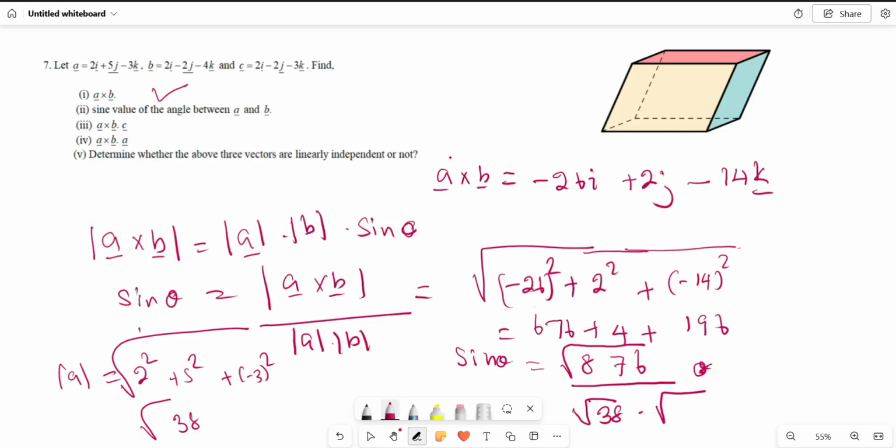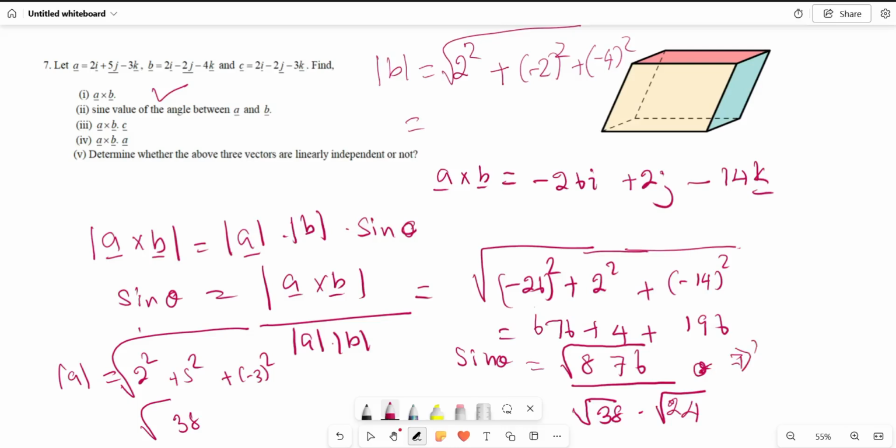B. You can take mod of B, square root of 2 squared plus minus 2 squared plus minus 4 squared. So here 4 plus 4 is 8, 8 plus 16 is 24, right? 24. Can you divide by 24 here? I feel like you can divide, right? 3, 72. 72. No, you can't divide.